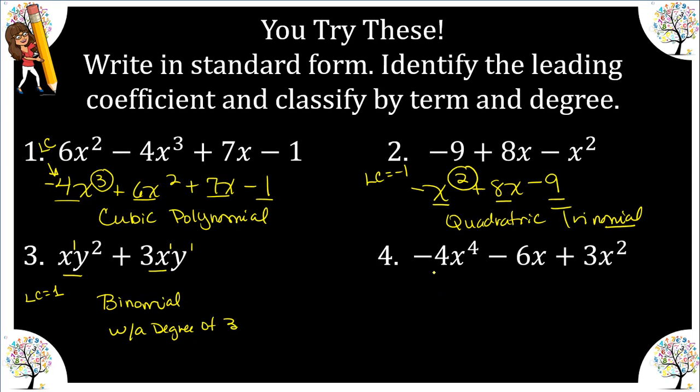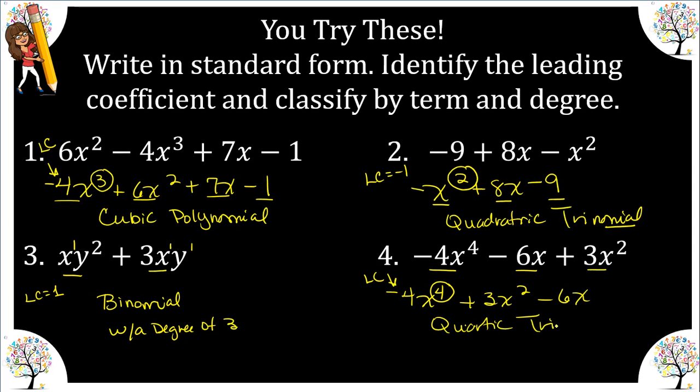And then our last one, we have a trinomial because nothing can be combined, but this quadratic term needs to be moved in front of my linear. So we have -4x to the fourth plus 3x squared minus 6x. My leading coefficient is -4. We have 3 terms, so it's a trinomial. We have a degree of 4, so it's a quartic. So we have a quartic trinomial.